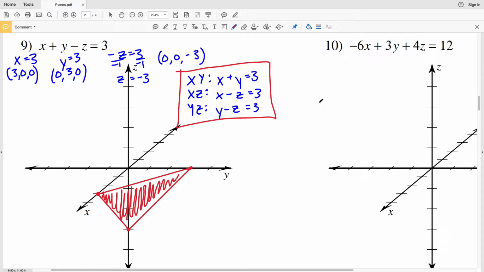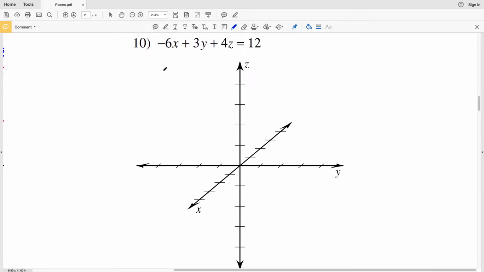Let's do the same in number 10. In number 10, starting with the intercepts, the x-intercept will occur when negative 6x equals 12. So negative 6x equals 12. I'll divide both sides by negative 6 to get that x is equal to negative 2. So our x-intercept is (-2, 0, 0). So I'll go ahead and plot that, which is 2 back.